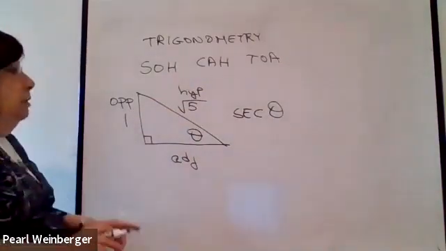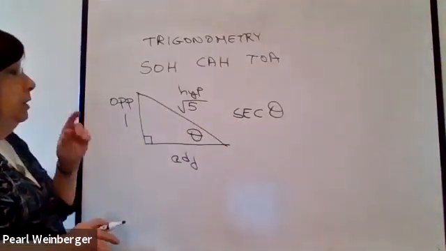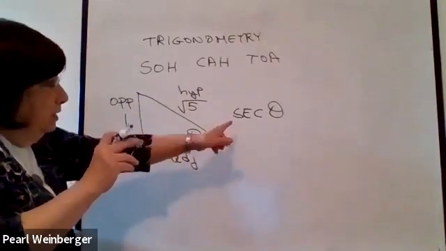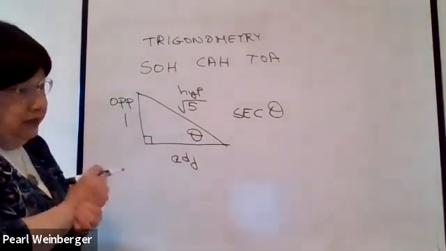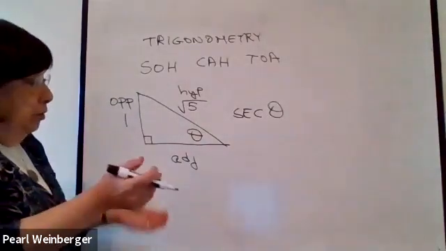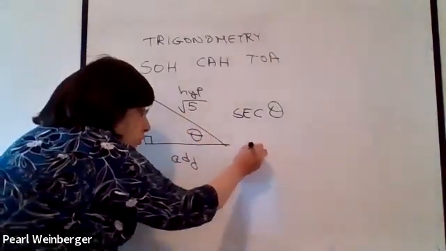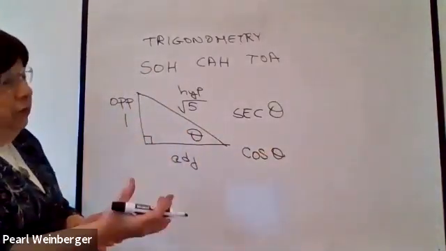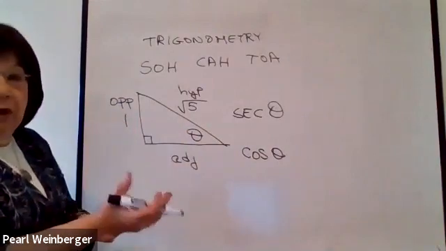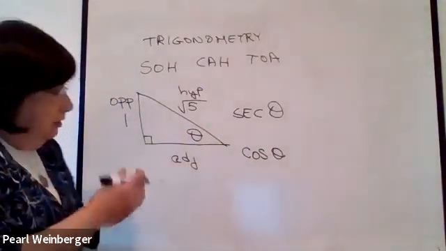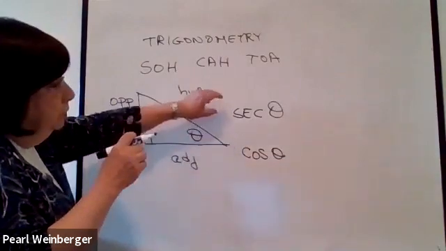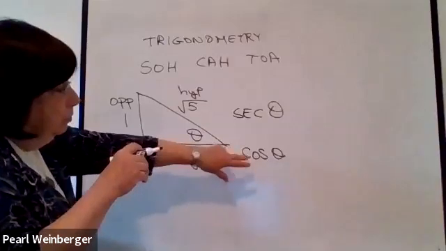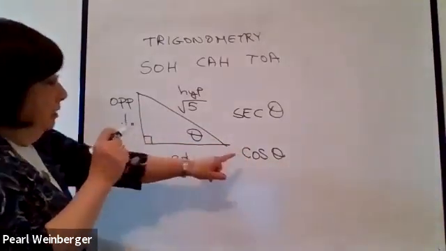Okay, now let's think about what is the secant. Well, I know the secant doesn't go with sine because it starts with an S and its partner has to start with a C. So it has to go with cosine. So I have to figure out what the cosine of theta is. And after I figure out what the cosine of theta is, then I'll flip it over and that'll give me what the secant is. The secant is the reciprocal of the cosine because this starts with an S. Its partner has to start with a C.